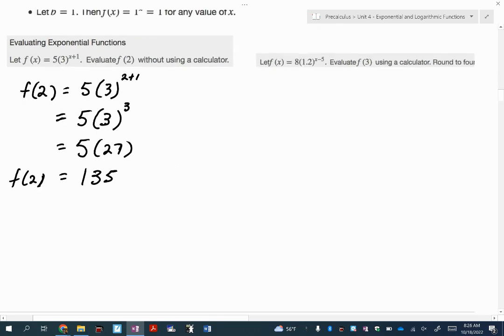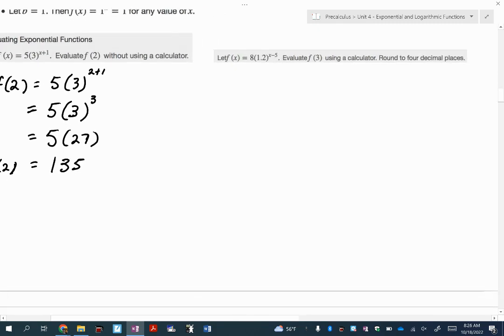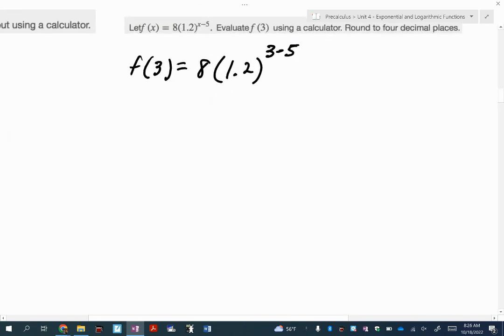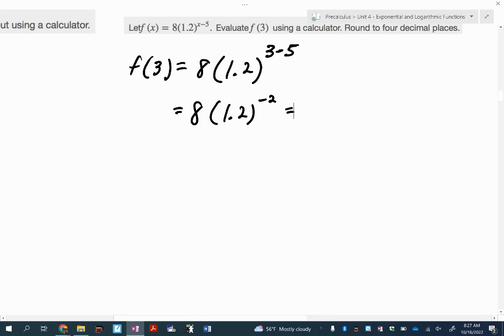All right, let's do this next one, but we're going to use a calculator. So f of 3, so 8 times 1.2 raised to the 3 minus 5 power. All right, so simplifying that, you get 1.2 raised to the negative 2nd power. So it says to use a calculator, so I'm going to go ahead and use Desmos to figure out what this is going to be. It says to round to 4 decimal places, so I'll go ahead and do that. But usually I just round to the nearest thousandths place.